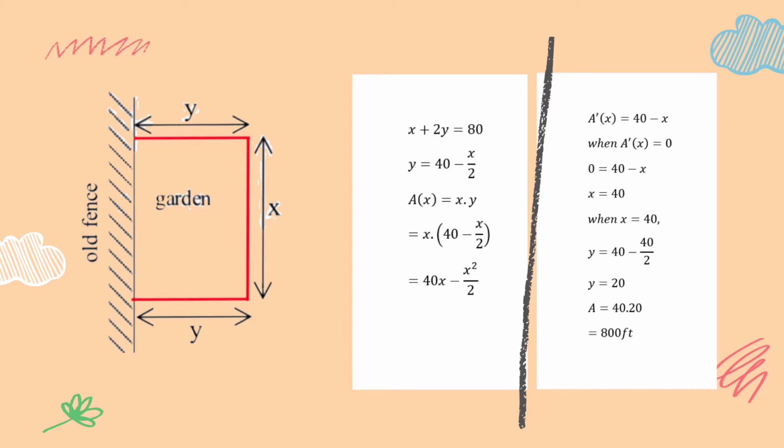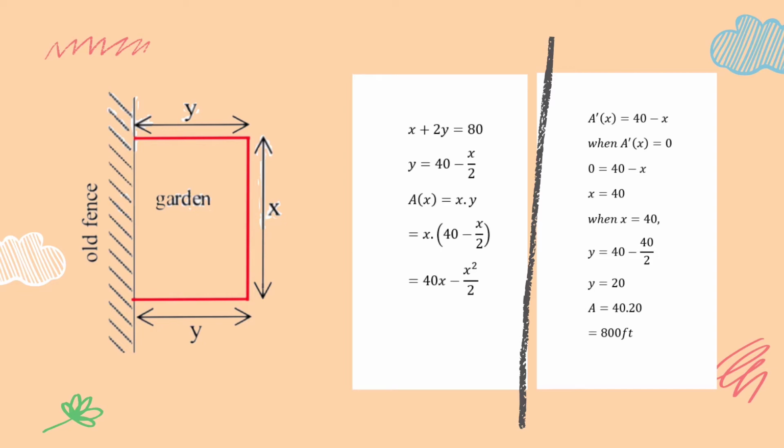From the diagram, the length is labeled as x and the width is labeled as y. The equation that contains both x and y is x plus 2y equals 80. Then you want y on the left hand side, so it will be y equals (40 minus x) over 2. The area for the garden is x multiplied by y. Then we insert the y we obtained into the equation.